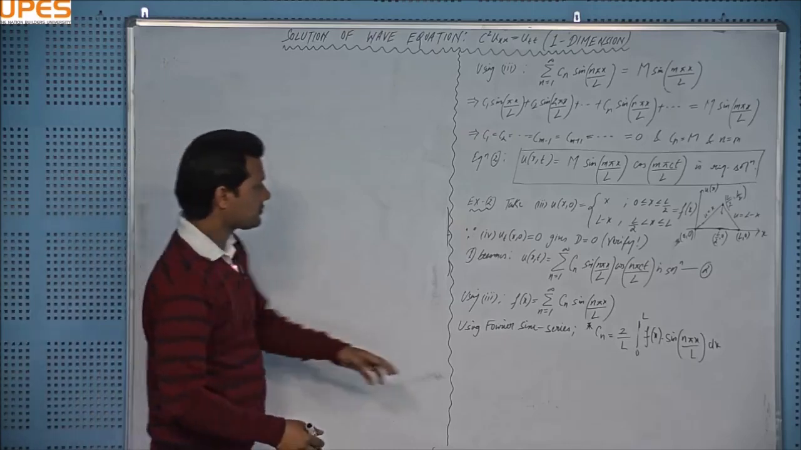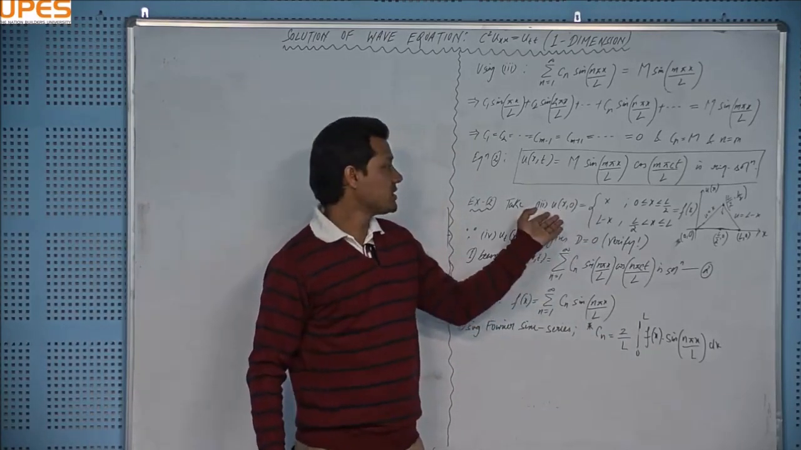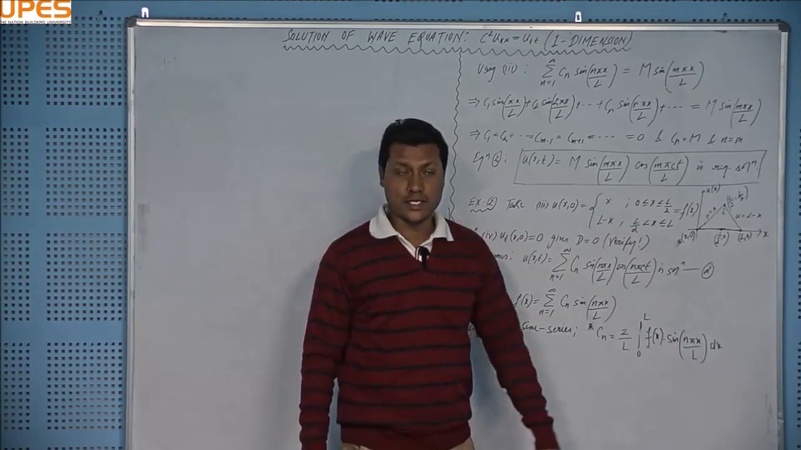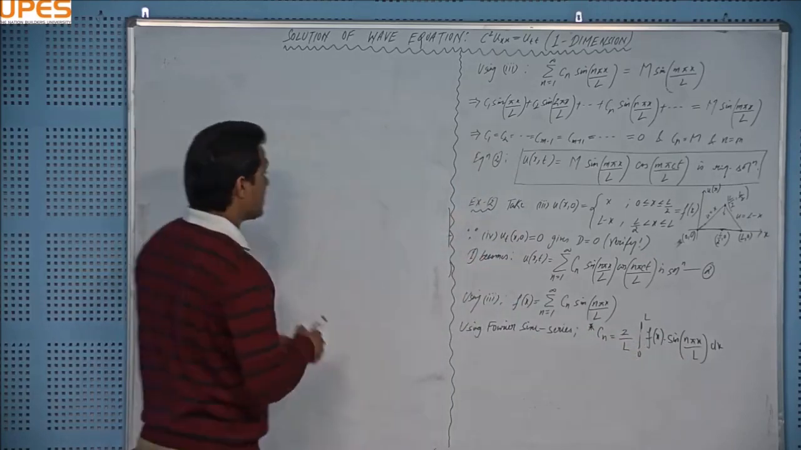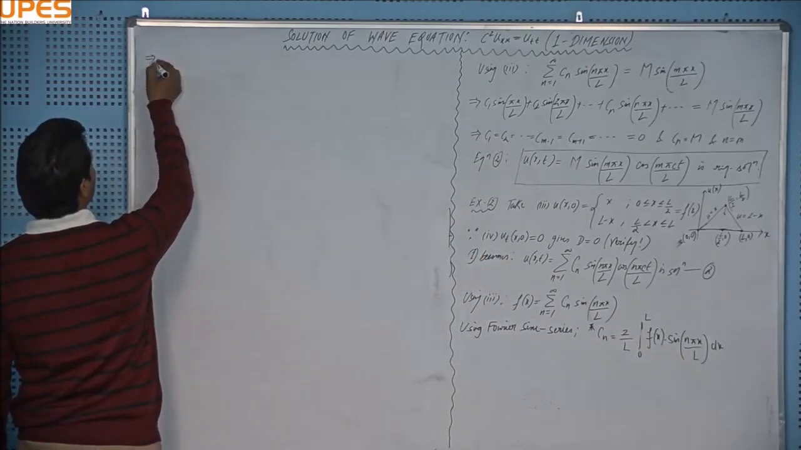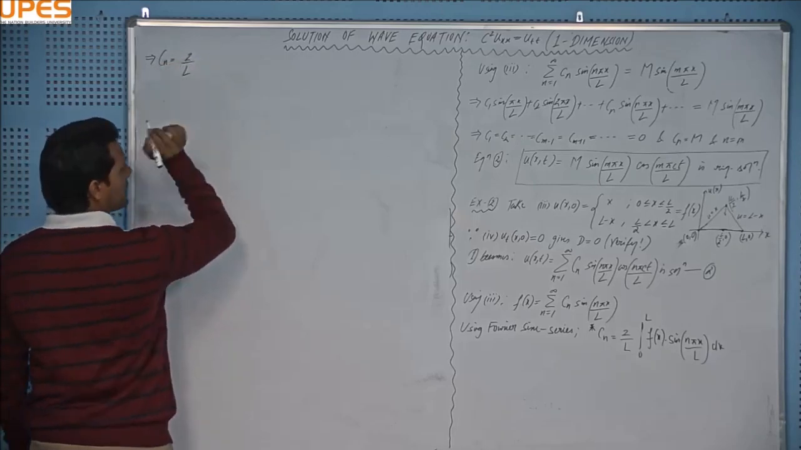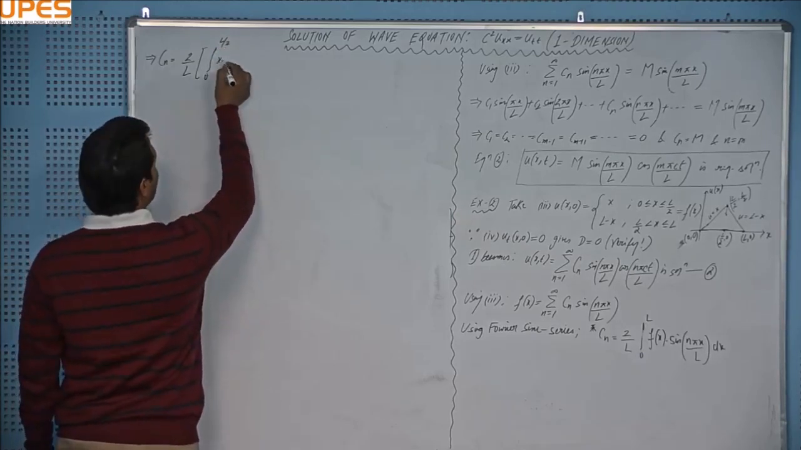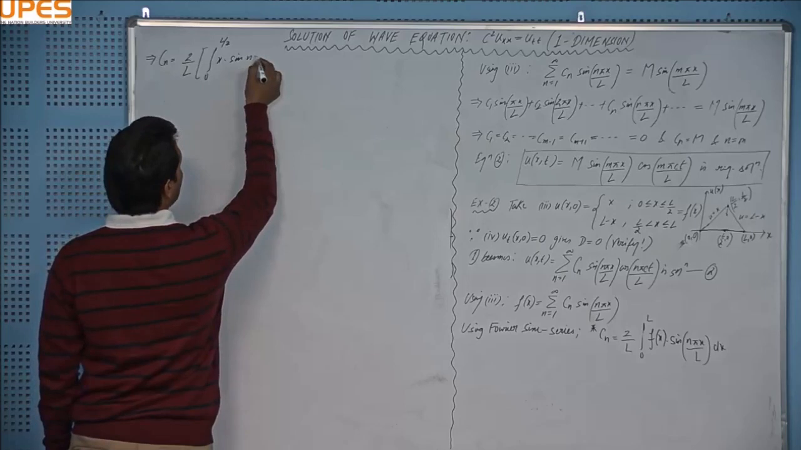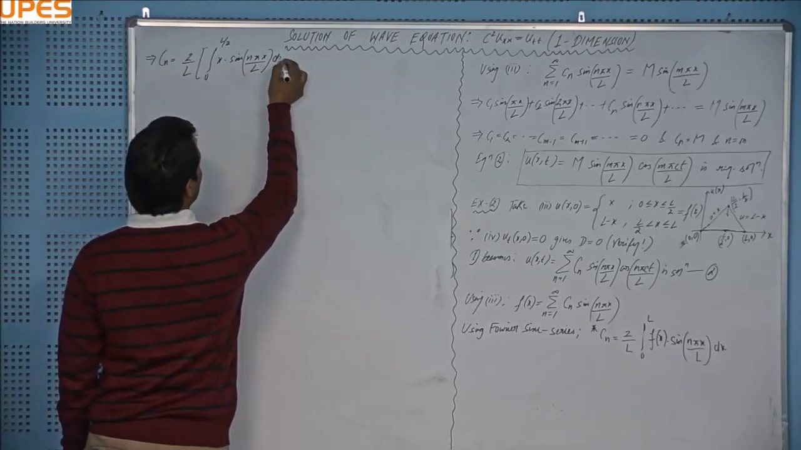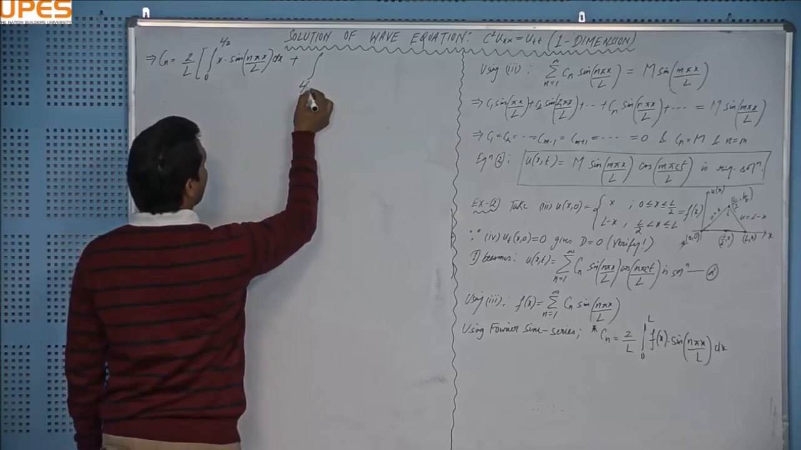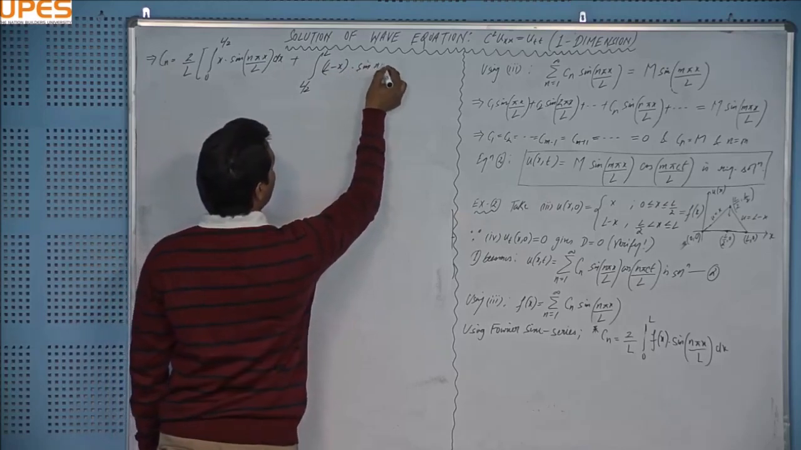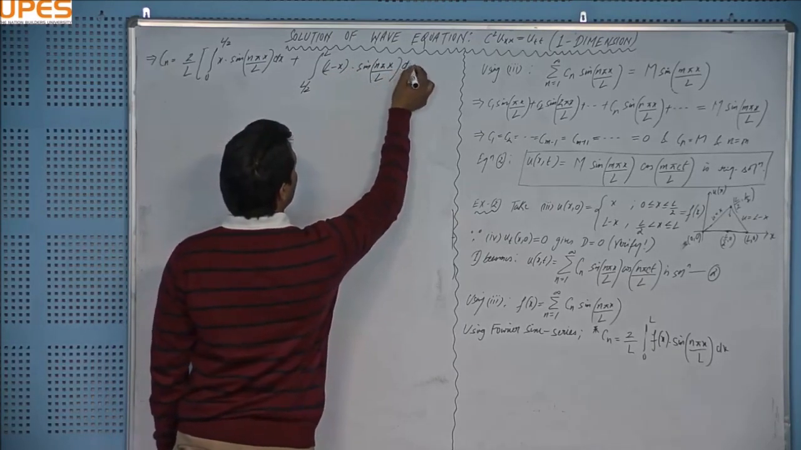Okay, so plug in the value of f(x) from here. The f(x) is defined for two different domains, one from 0 to L by 2 and the other from L by 2 to L, right? So I have to split this integral into two separate integrals, and that will give me Cn equal to 2 by L, right? The first will be 0 to L by 2, and the function is x times sine n pi x over capital L dx, plus the second integral will be L by 2 to L, and the function is L minus x multiplied by sine n pi x over L dx, right?